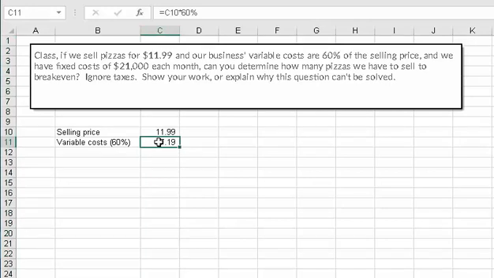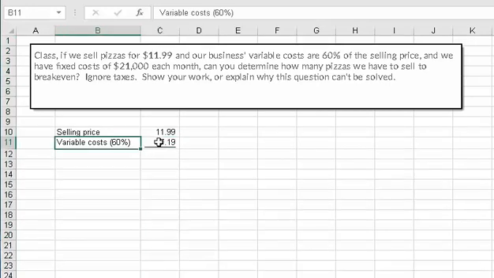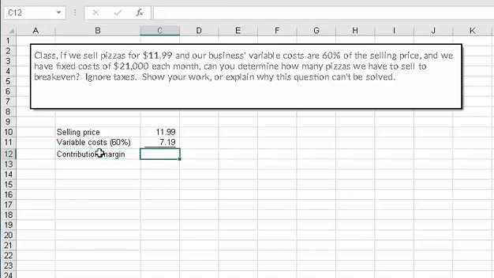Okay, so what that means is we can calculate contribution margin by taking the $11.99 and subtracting the variable cost. Okay, and we could calculate the contribution margin percentage too. And the contribution margin percentage would be the 480 divided by the $11.99. I'm going to put a dollar sign on that so we know that these are numbers and that that's a percent. Right? Now the decimal point wasn't needed.